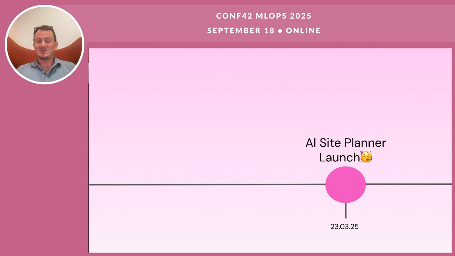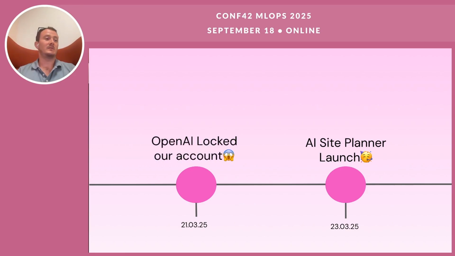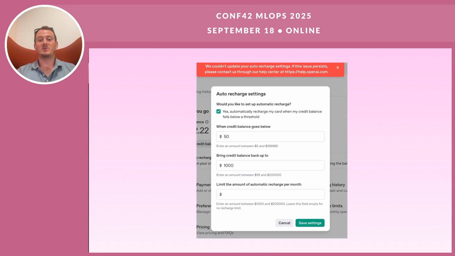So let's go back to the story that I started this session with. 2 days before the global launch of the site planner, OpenAI locked our account. It means we couldn't pay for additional tokens, for additional credits, and we didn't have enough credits. So the system could not work with OpenAI. This is how it looked. We wanted to top up the balance, but for some reason we got this exception, this error, and obviously when we tried to contact someone from support, no one answered, and we just didn't have the time to wait for others. So we had to act.